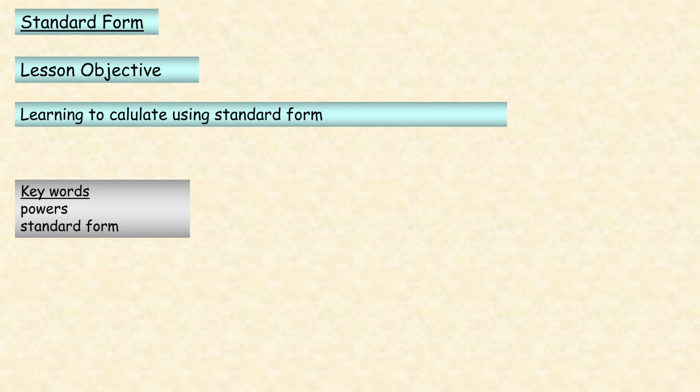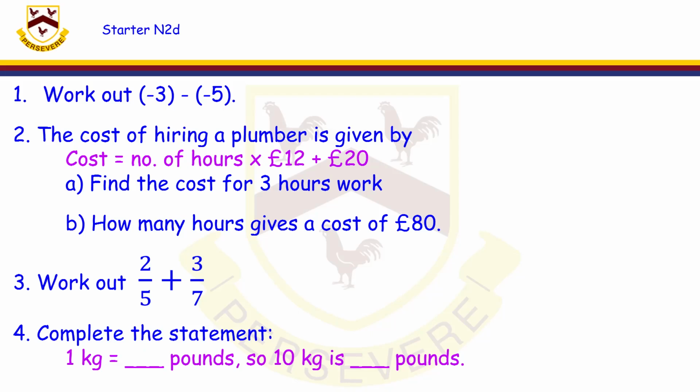Okay, and today we are calculating using standard form. So hit pause, copy lesson objective keywords down, write starter underline, and when you're ready hit play again. Okay, here's our starter, off we go. Hit pause. Once you're done, hit play and we'll go through them.